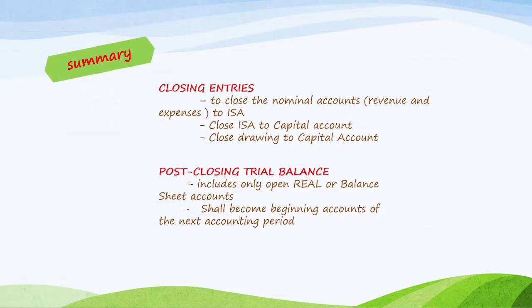So the summary, the important points to remember. For the closing entries, close the revenue and expenses to ISA, close ISA to capital account, and finally close the drawing account to capital account. And for the post-closing trial balance, it includes only the real or balance sheet accounts, and it shall become the beginning balance of the next accounting period.